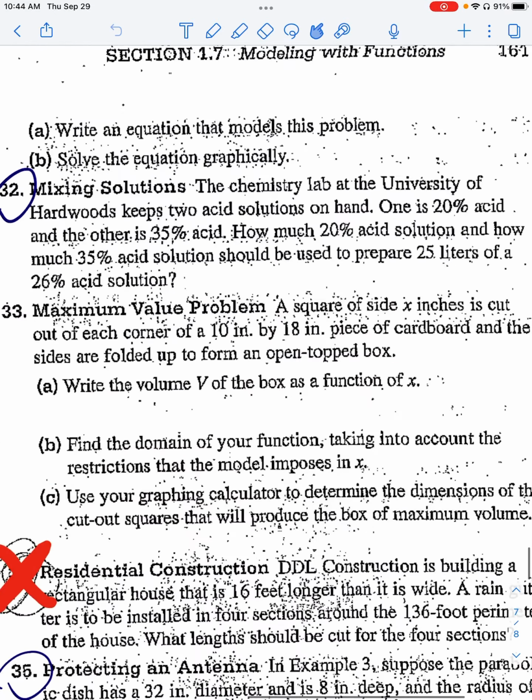First off is number 32. The chemistry lab at the University of Hardwoods keeps 2 acid solutions on hand. One's 20% acid and the other's 35% acid. The question is how much 20% acid solution and how much 35% acid solution we should use to prepare 25 liters of a 26% acid solution.